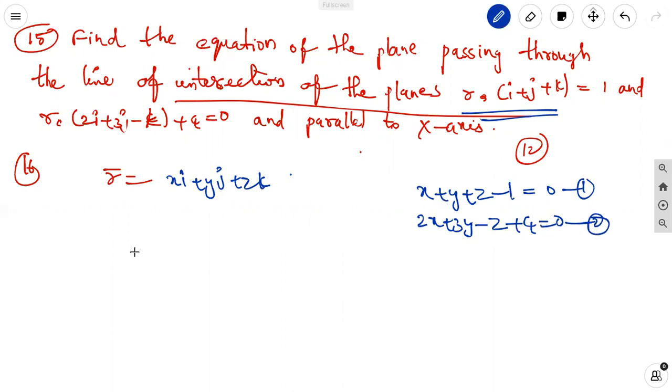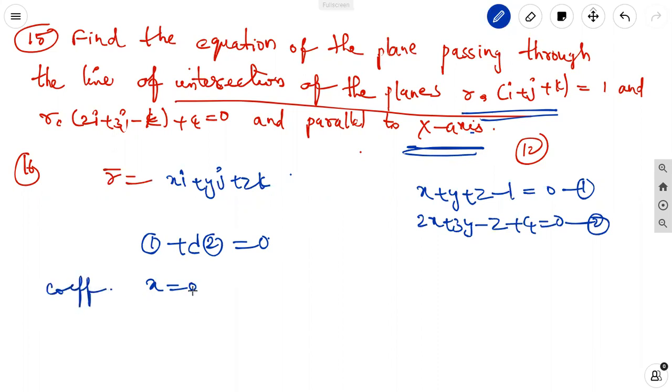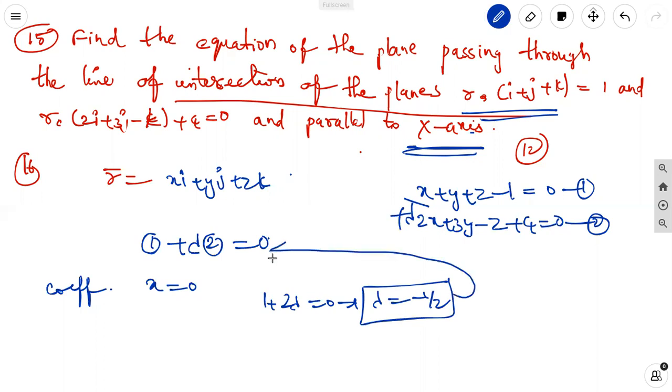And parallel to x-axis means we can take the first equation plus lambda into second equation is equal to 0. When it is parallel to x-axis, the coefficient of x is equal to 0. So what we have here, coefficient 1 plus 2 lambda is equal to 0. From this you can get lambda equal to minus 1 by 2. It can be substituted in this equation. You are getting the plane equation with x, y, z.